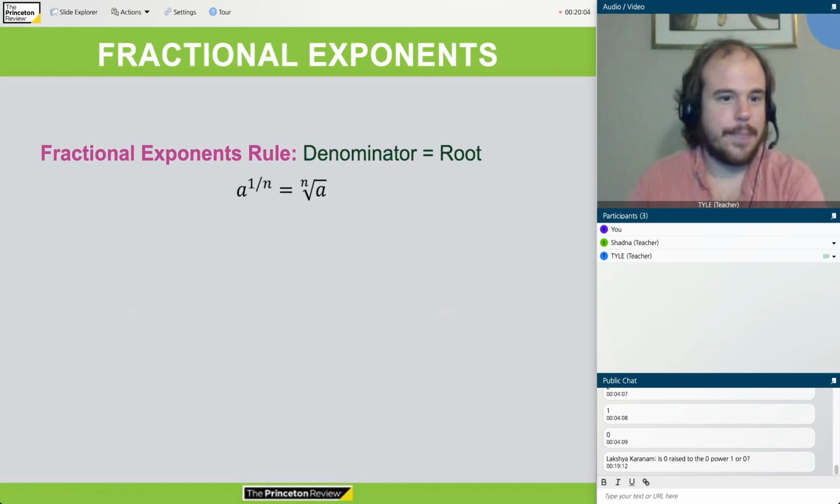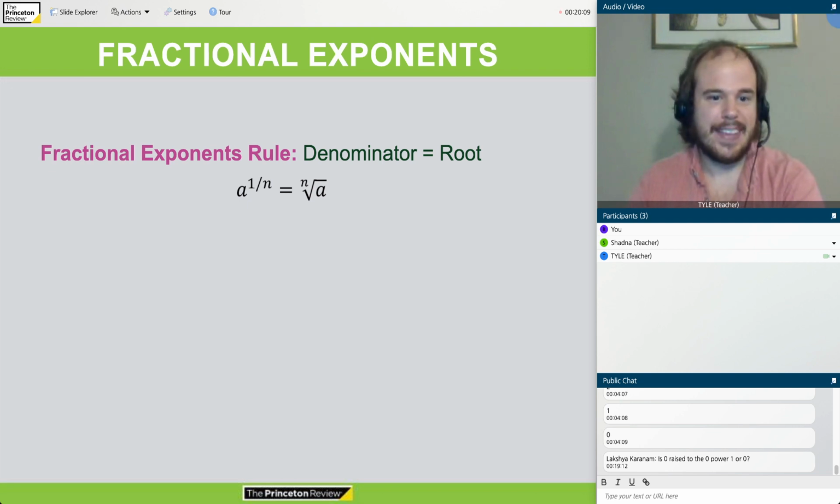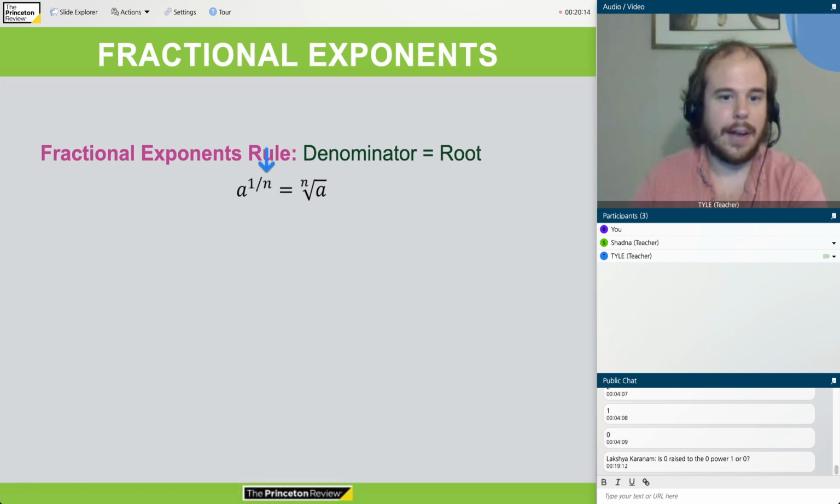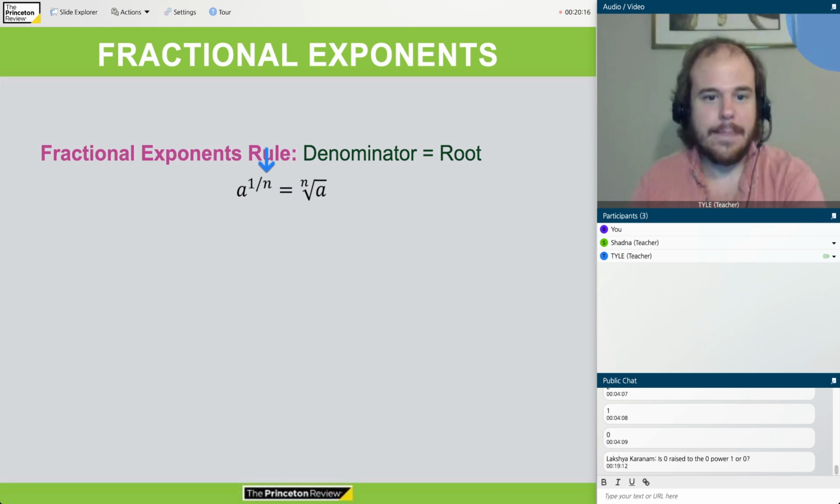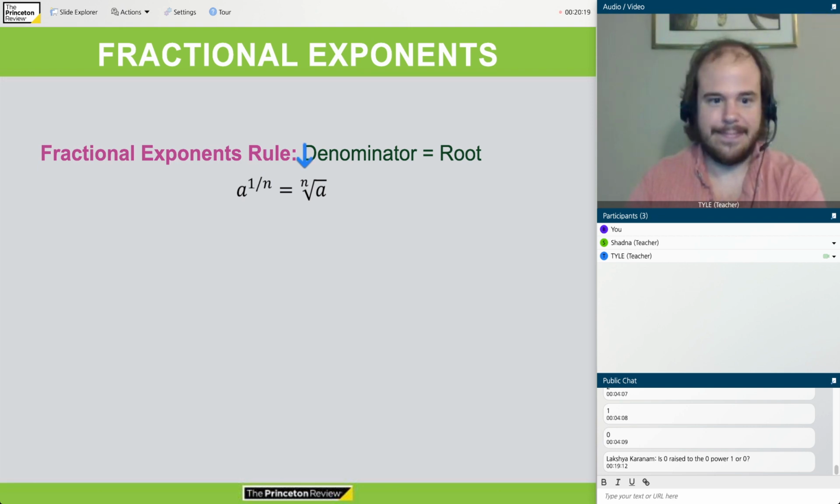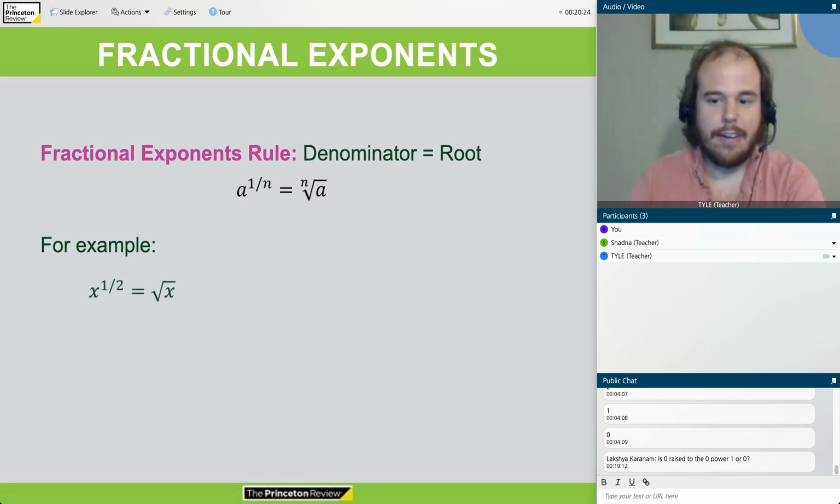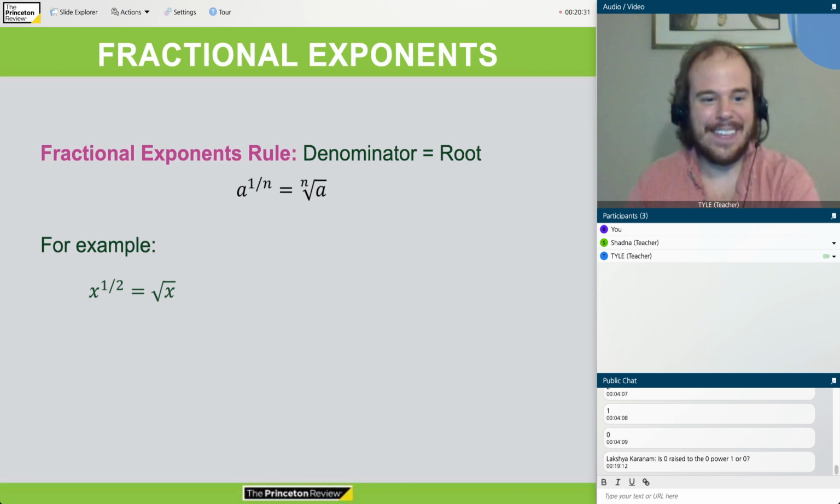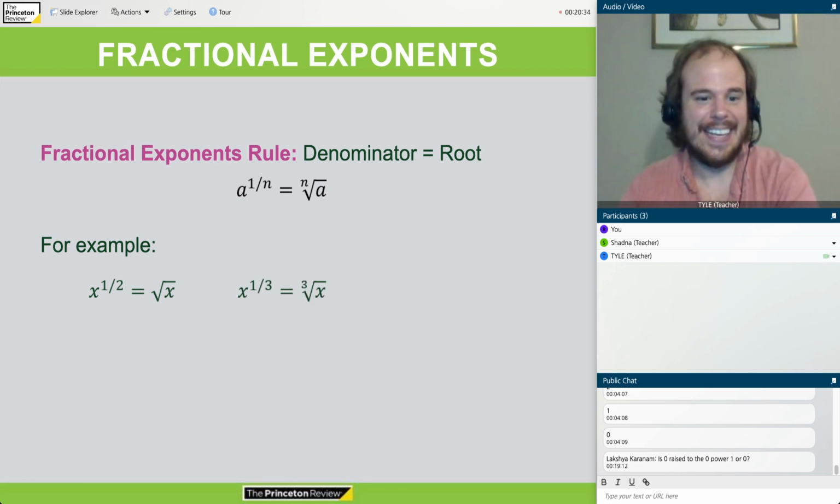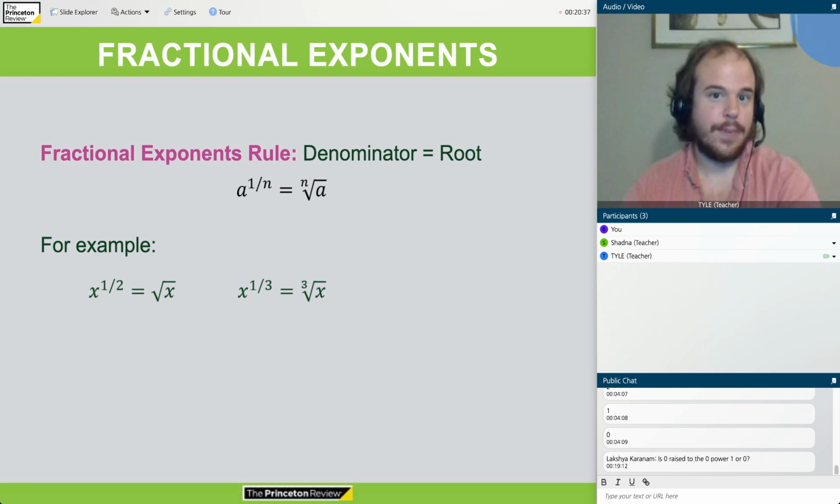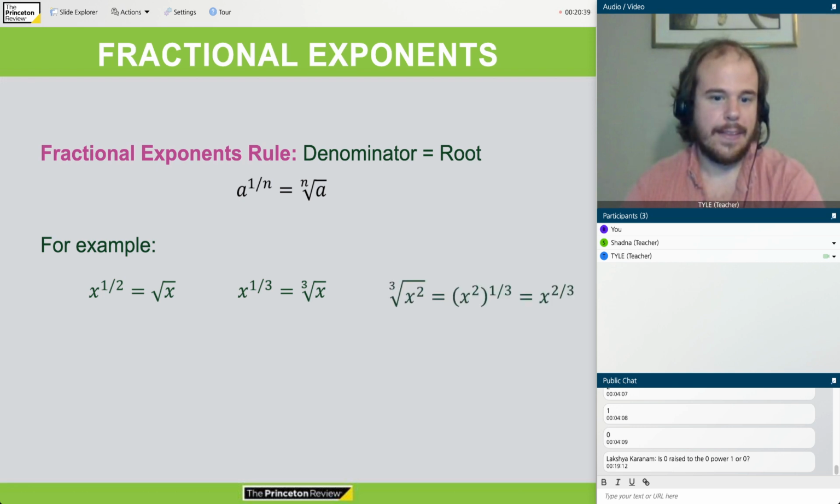Next, fractional exponents. So here's the rule for fractional exponents. The denominator, which means the bottom part of the fraction, the thing that we're dividing by, is the root. Here are a couple of examples. X raised to the 1/2 power equals the square root of x. X raised to the 1/3 power equals the cube root of x, and so on.